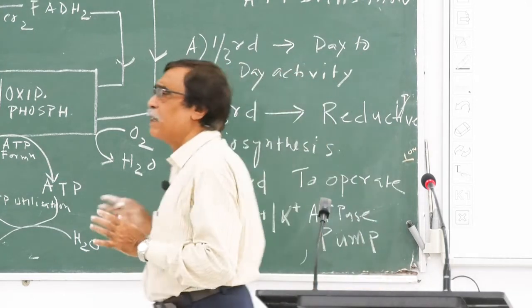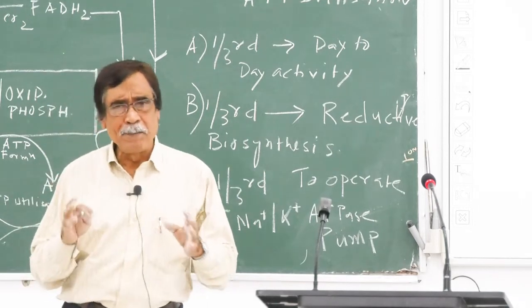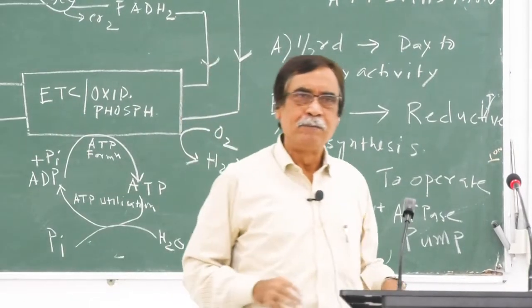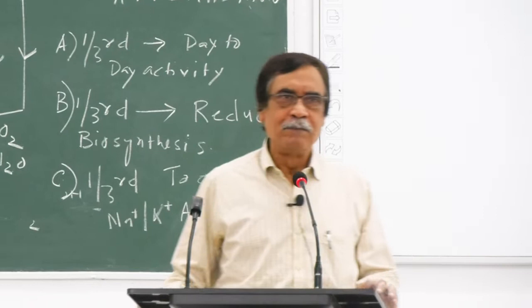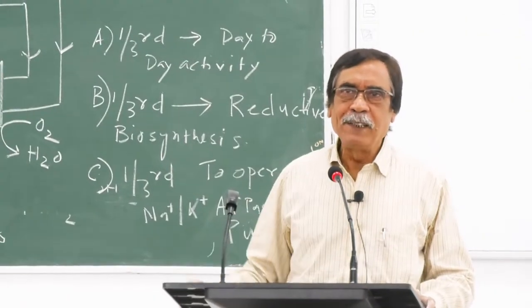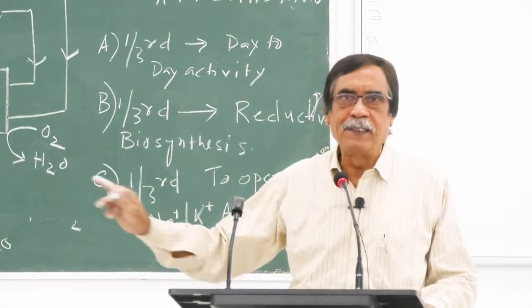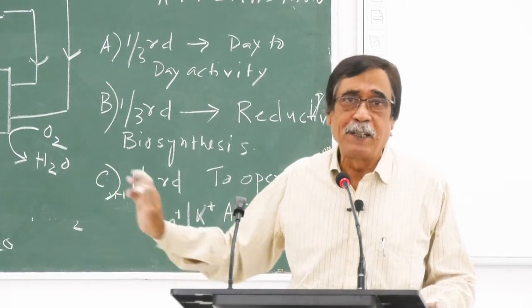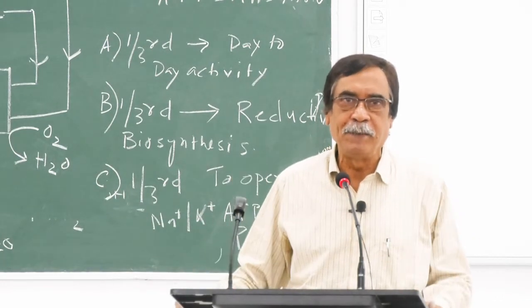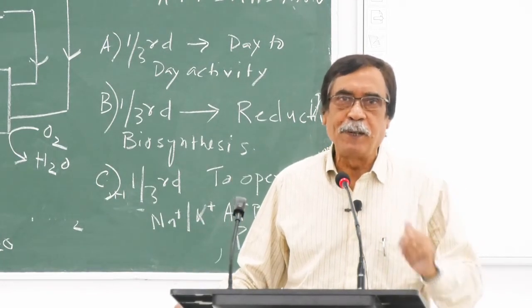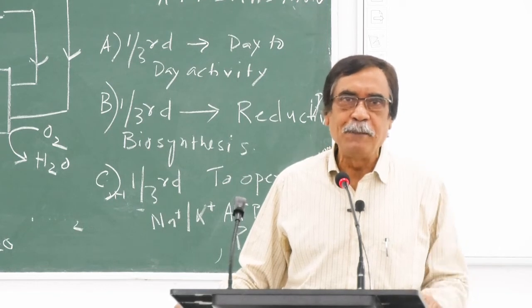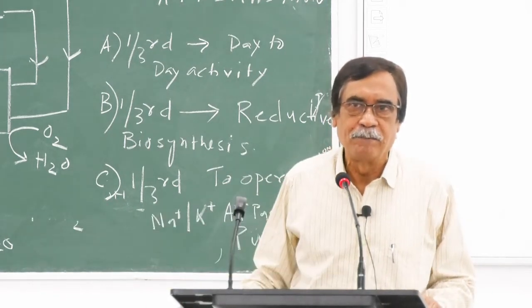Pump means it requires some energy to operate. All pumps require some energy to operate. Otherwise, it will not operate. So, 1/3 is day-to-day activity, 1/3 is reductive biosynthesis, 1/3 to operate the pump. This is the methods of utilization of the ATP. ATP is continuously produced by oxidative phosphorylation, and ATP is used up by these three processes.